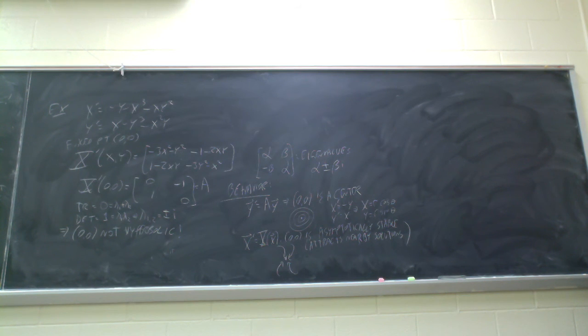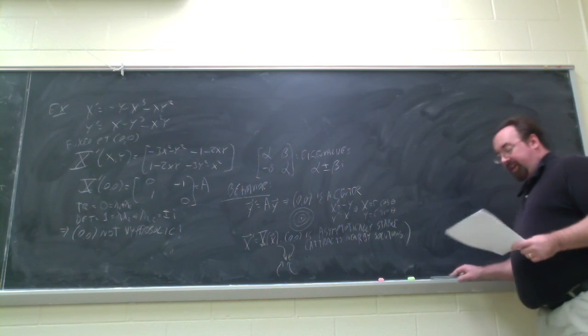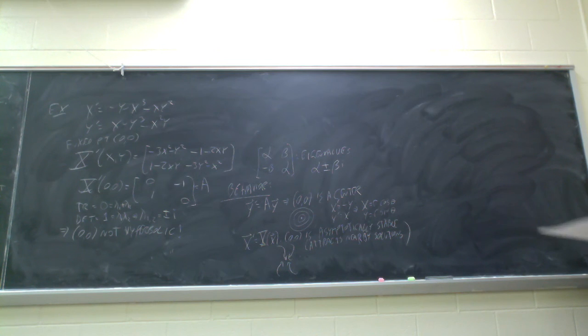Okay. But if you have a fixed point that is hyperbolic, then yes, you can study the linear system that comes from a Jacobian, and trust that the solutions, at least nearby the origin, look the same. All right.